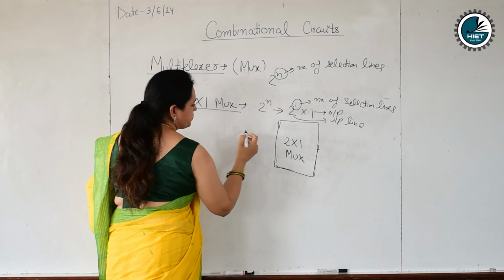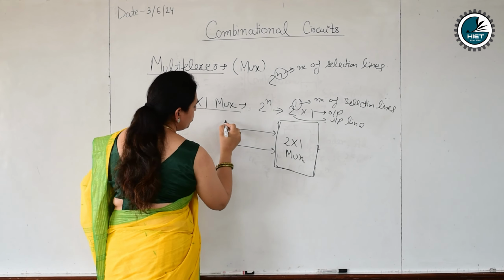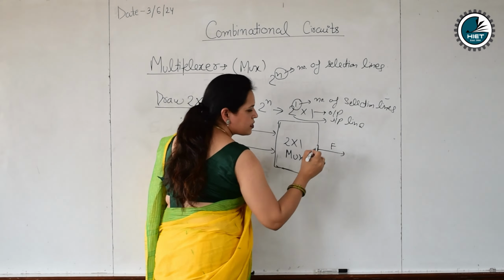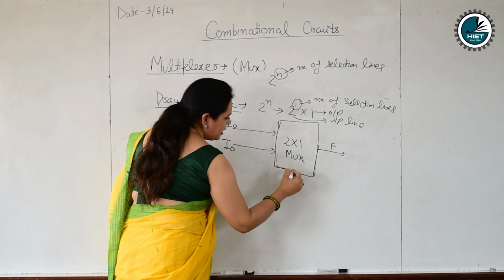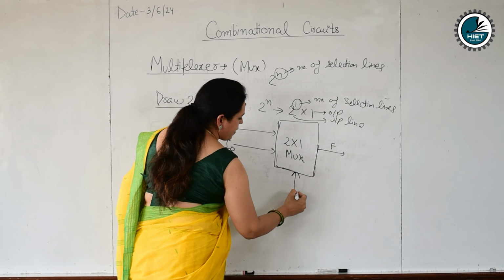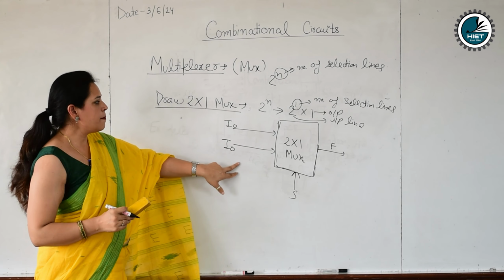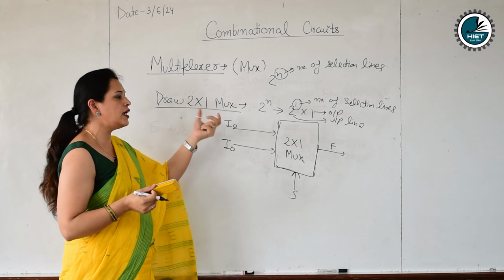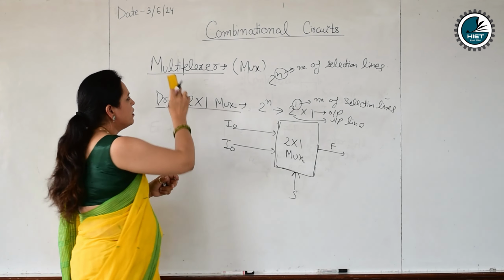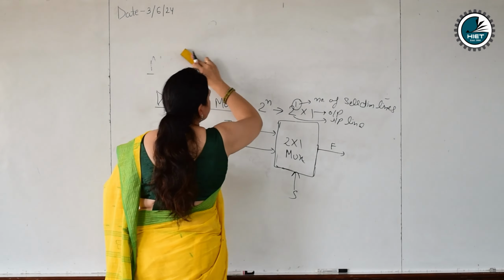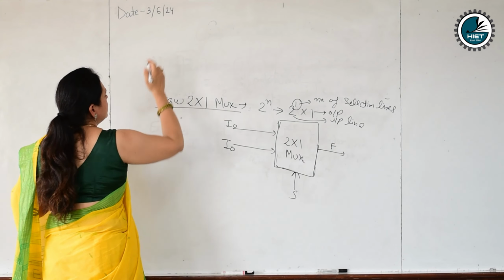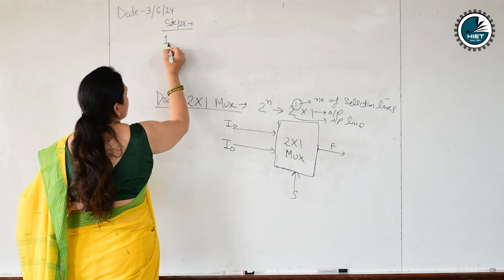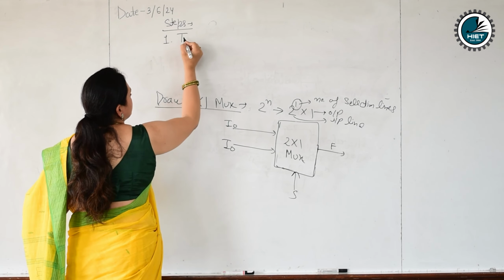So draw. These are the 2 inputs, I0 and I1, a single output that is denoted by F, and a single selection line that is denoted by S. Clear? This is the basic block diagram. Now we have to follow some steps to draw the 2 cross 1 multiplexer. First step is to draw the truth table.